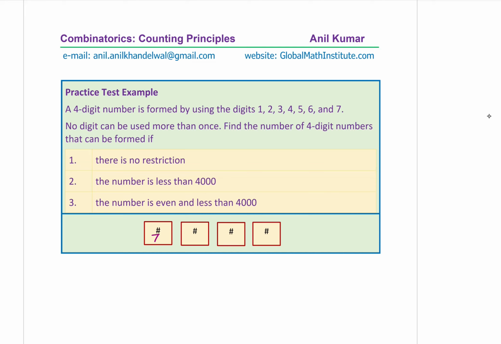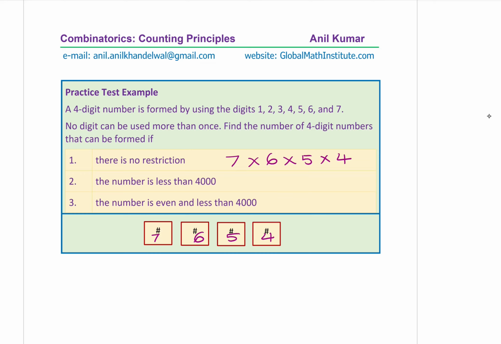Once I do that, then I'm left with 6 numbers. So I can choose from those 6 numbers. When I pick up the 2, I'm left with 5, and then I'm only left with 4. So the total number of choices for the first case, when there is no restriction, is 7 times 6 times 5 times 4. Is that correct?